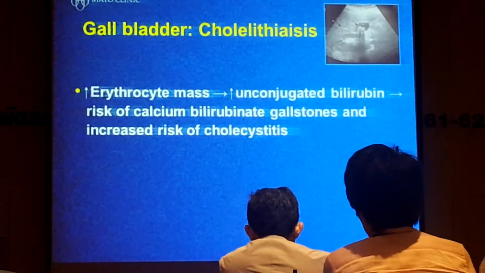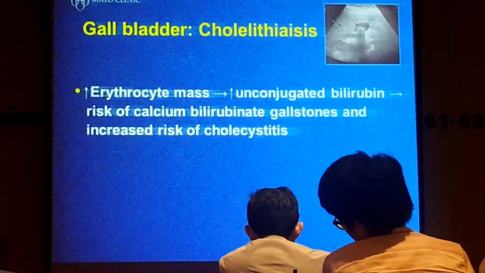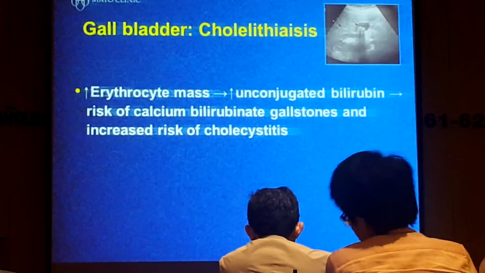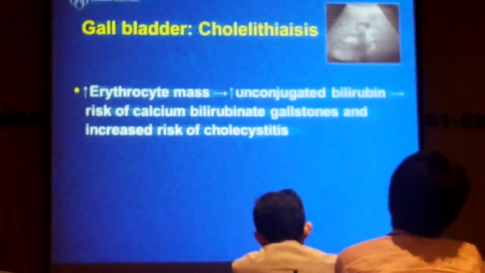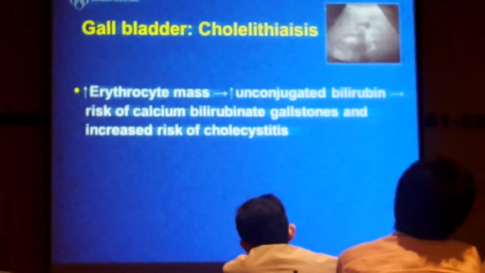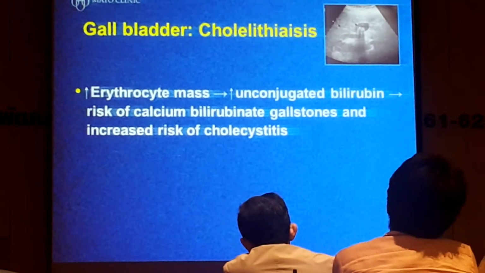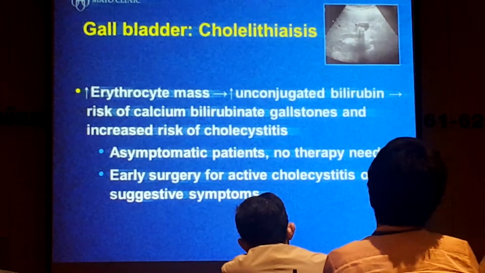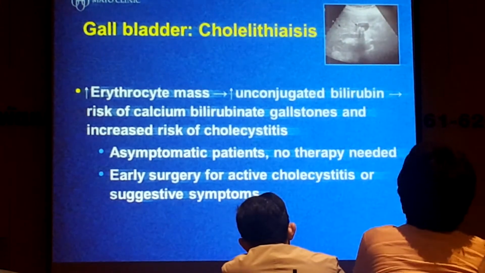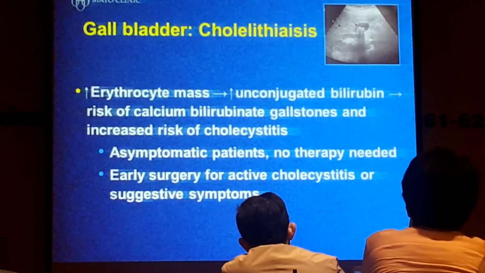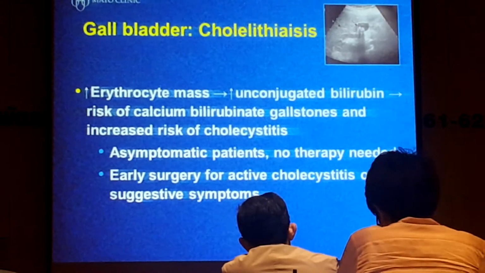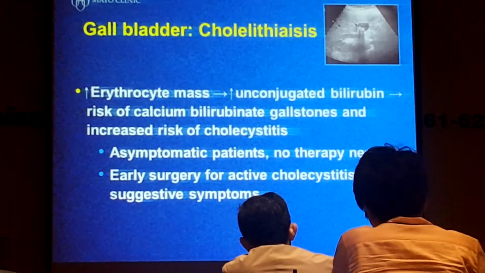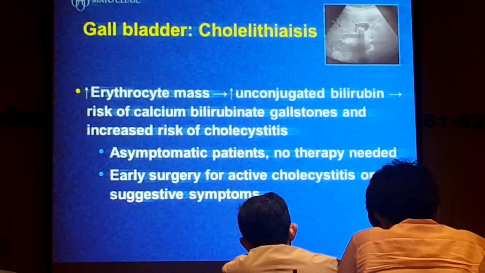Gallbladder is the same thing as gout. With high hemoglobin and high erythrocyte mass, you see a high level of unconjugated bilirubin that causes calcium bilirubinate gallstones and gallstone attacks. If they're asymptomatic, I would leave them alone. Again, the best thing is to leave these patients alone. If you have symptomatic, then you have to have the best surgeon who can operate the quickest way and take the gallbladder out and relieve symptoms.